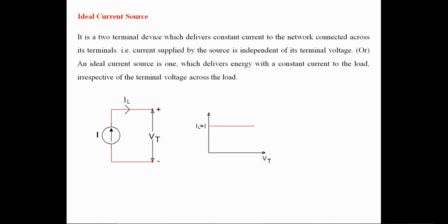Then, the ideal current source. It is a two-terminal device which delivers a constant current to the network connected across its terminals, like this. This is a current source. So the ideal current source is represented by a circle, within that an arrow, whereas a voltage source is represented with a circle, within that the polarity, plus and minus.